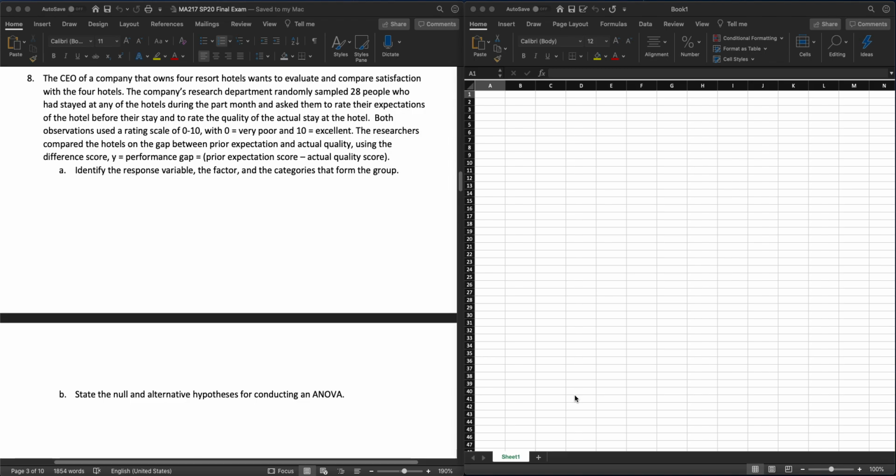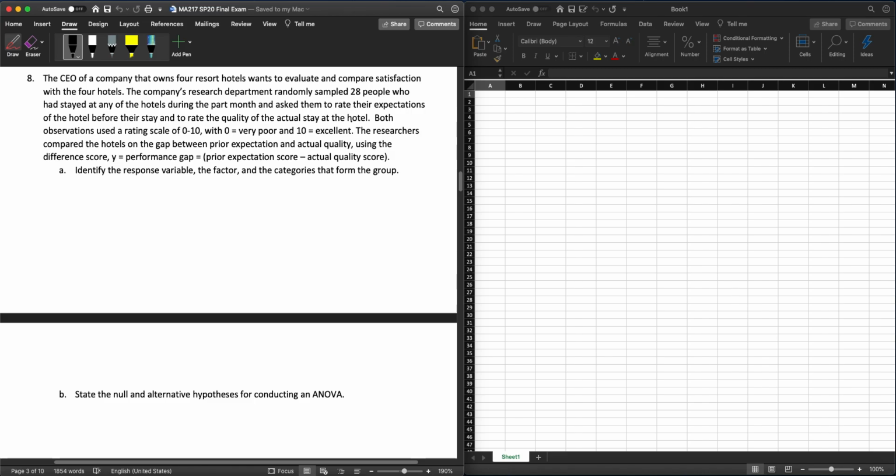Number 8. The CEO of a company that owns 4 resort hotels wants to evaluate and compare satisfaction with the 4 hotels. The company's research department randomly sampled 28 people who had stayed at any of the hotels during the past month and asked them to rate their expectations of the hotel before their stay and to rate the quality of the actual stay at the hotel.